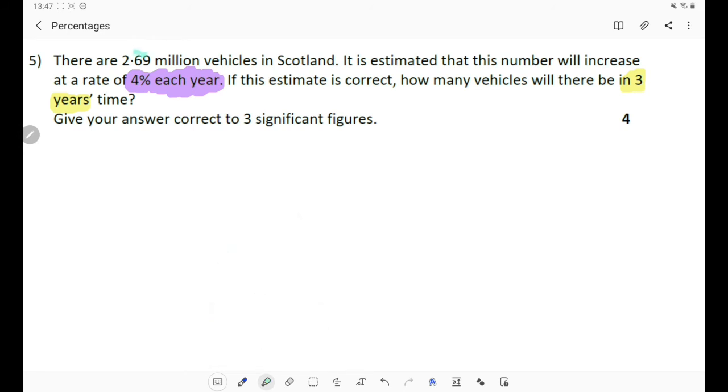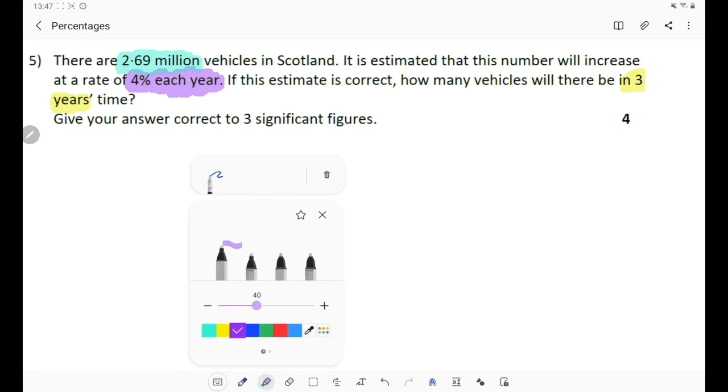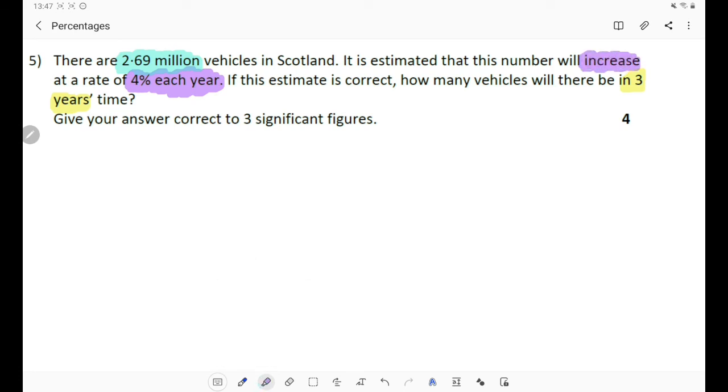And just to complete this, we start with 2.69 million and it is increasing at a rate of 4% each year. How many vehicles will there be in 3 years' time? Give your answer correct to 3 significant figures. We've taken out all the really important information there. The only thing you might also want to highlight is this bit here, because it would be quite easy to forget at the end that we have to round our answer.